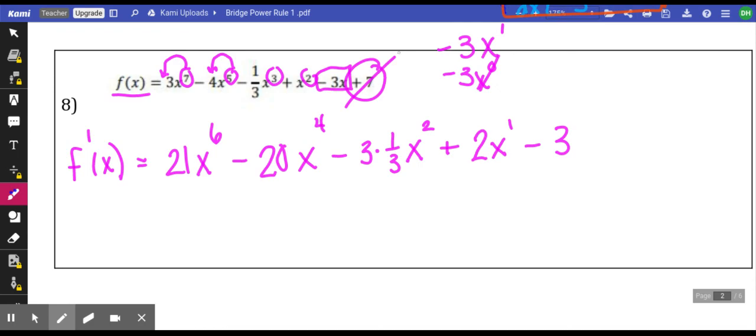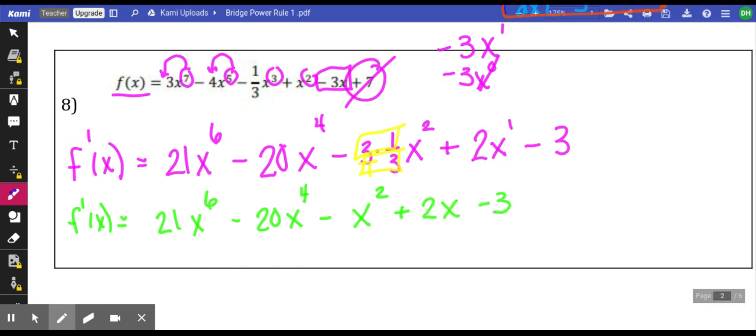So lastly, I'm going to clean it up and multiply those two terms together, of course. 3 times 1/3, remember you just put this over 1. So on top you get 3, on the bottom you get 3. 3 over 3 is 1. So I would say f prime of x equals 21x to the 6th minus 20x to the 4th. We just said that turns into a 1 minus 1x squared plus 2x minus 3. And that's it. That is the derivative. That is the slope of the function.